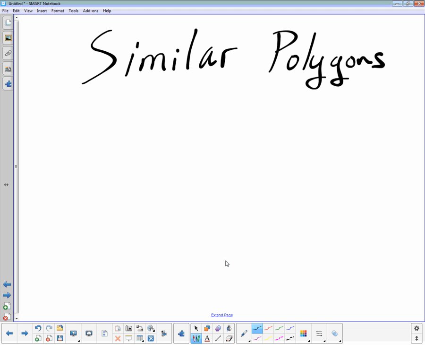So similar polygons are shapes, polygons, that are larger or smaller versions of each other. They're the same shape, just bigger or smaller. So when you shrink something or make it larger or smaller, the lengths of everything are going to change.